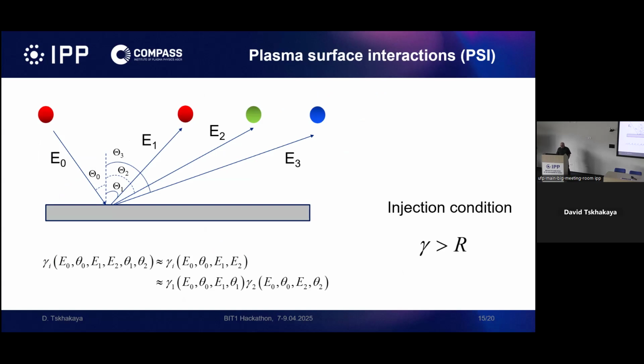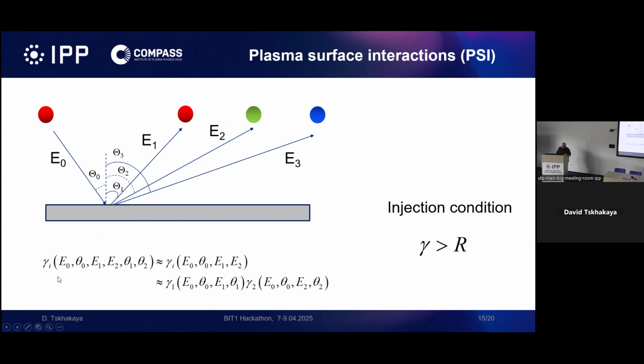Let me say very shortly something about plasma surface interactions. In the code, you have the possibility to treat plasma surface interaction in a linear approximation. Linear means that you do not consider interactions inside the surface. So if a particle hits the wall, it can scatter, or it can inject some secondary particles. So you have two initial parameters, energy and angle of incidence, and then you have particles coming out with some given energy and angles.